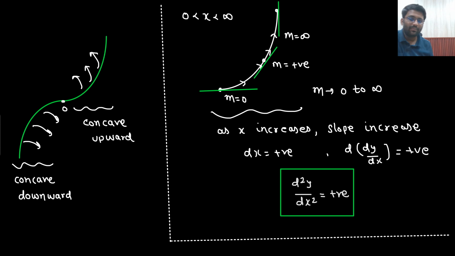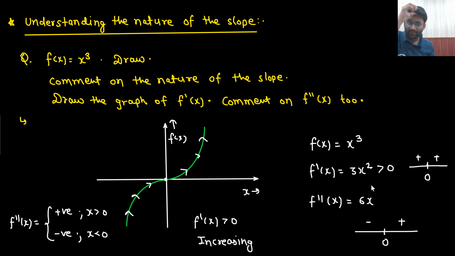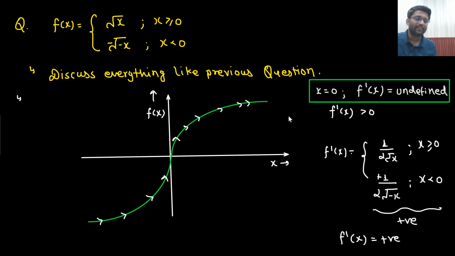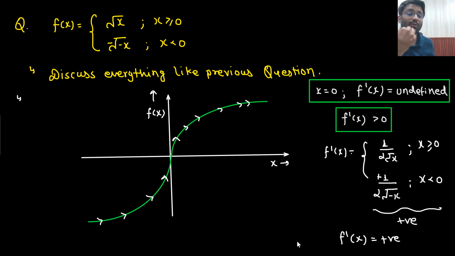In the previous question, what was the scenario? F dash x was greater than or equal to 0, because it could be 0 as well. At x equals to 0, it was becoming 0. But in this scenario, it is never becoming 0. It is always greater than 0, not greater than or equal to 0. And at x equals to 0, f dash x is undefined. Let's talk on the nature of the slope. What we need to comment on? We need to comment on the nature of the slope.